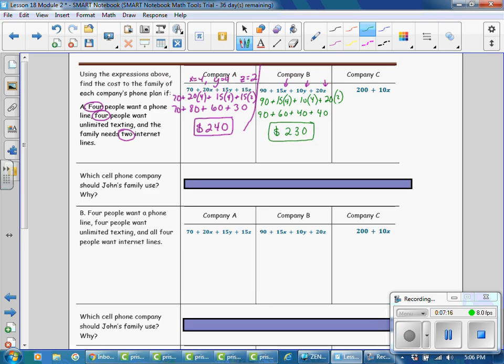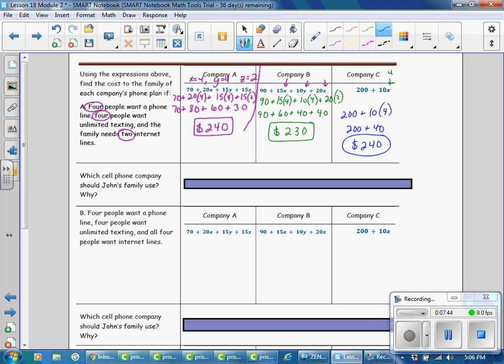And for company C, we only have to pay for the phone lines because the data and texting is included. So we want four people. So we have $200 for the monthly payment plus $10 times the number of phone lines. So 200 plus 40, and our total is 240. And this is how we compare the different phone companies.